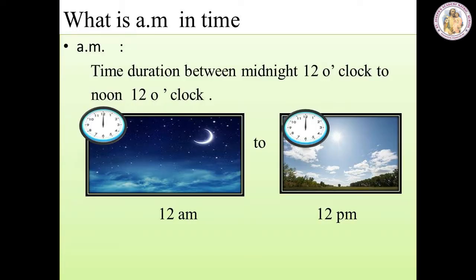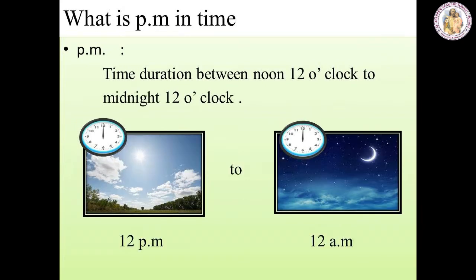What is AM in time? The time duration between midnight 12 o'clock to noon 12 o'clock. What is PM in time? The time duration between noon 12 o'clock to midnight 12 o'clock.